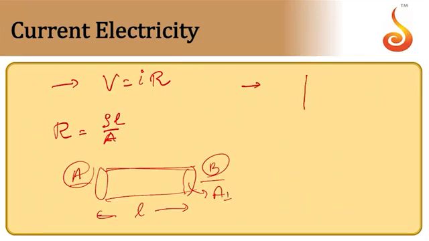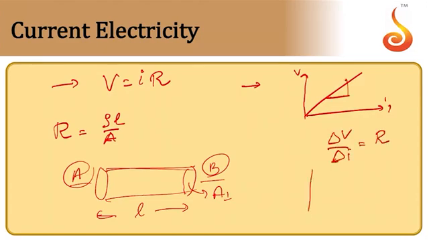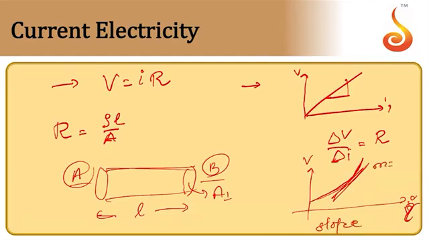Ohm's law can be shown graphically like this. V versus I graph is a straight line passing through the origin, and the slope, that is delta V divided by delta I, clearly is resistance. And in the case of non-linear conductors, for example, if the potential difference versus current graph is like this, then the slope at that particular point gives you the resistance, which basically is a dynamic resistance.